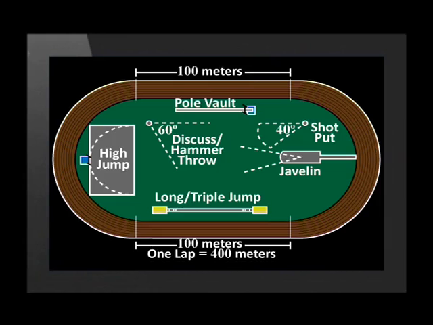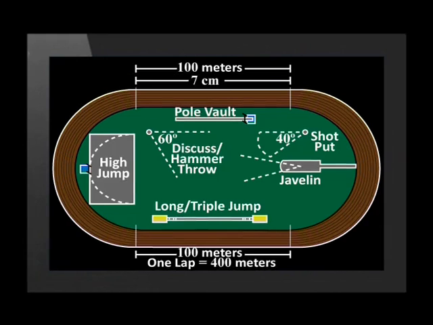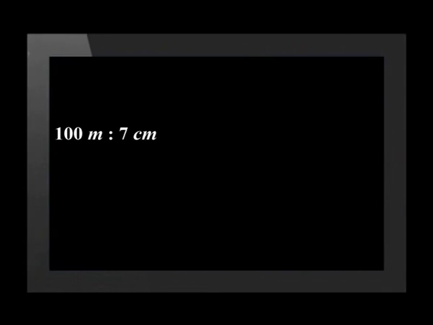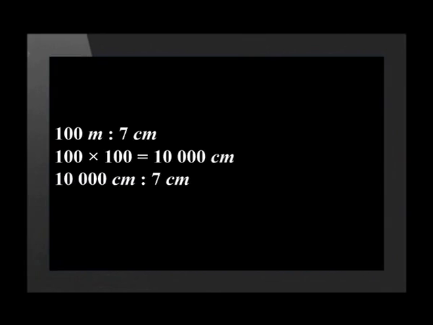The first thing to do is to measure the distance on the map of the 100 meters in centimeters. This is 7 centimeters. Write the measurement down and express it as a ratio of 2 different unit measures. 100 meters is to 7 centimeters. Convert the unit measure of meters to centimeters. Multiply 100 meters with its conversion factor of 100. This gives 10,000 centimeters. Therefore, the ratio is 10,000 is to 7 centimeters.